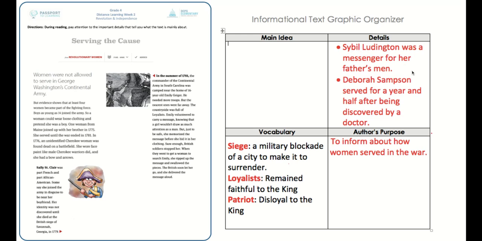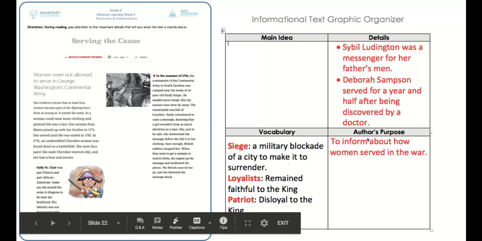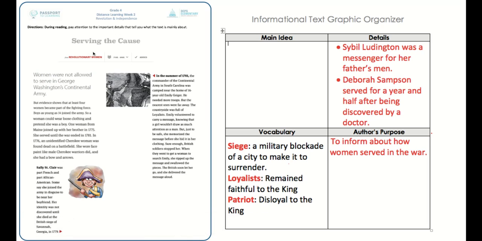So I said that Sybil Ludington was a messenger for her father's men. I also wrote down that Deborah Sampson served for a year and a half after being discovered by a doctor. And I also noticed that the text was written to inform people about how women served in the war. And notice how a lot of my information also got from the title. The title gives a lot of clues about what the text is mainly about.